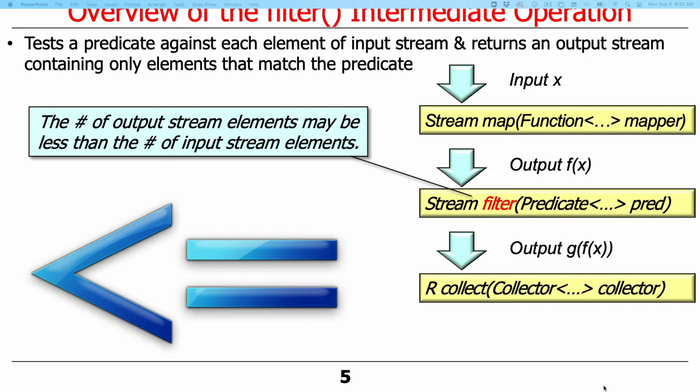If they all match, the same input stream had n elements, output stream has n elements. If some of them don't match, then the input stream had n elements and the output stream has m elements, where m is less than n. So if you don't get a match, it doesn't come out, basically.